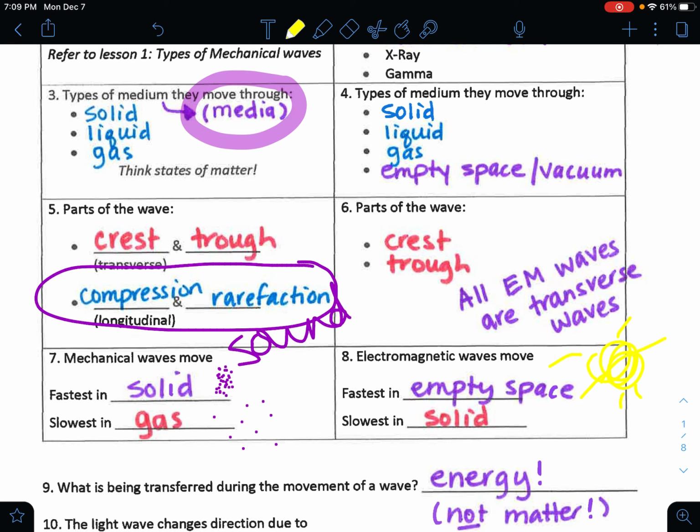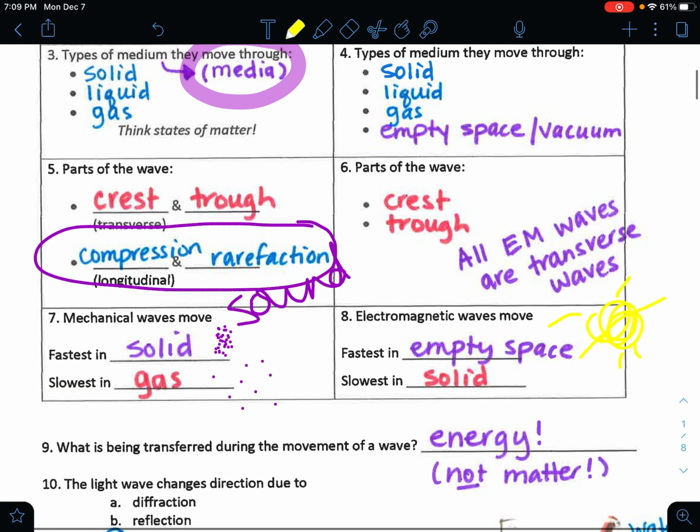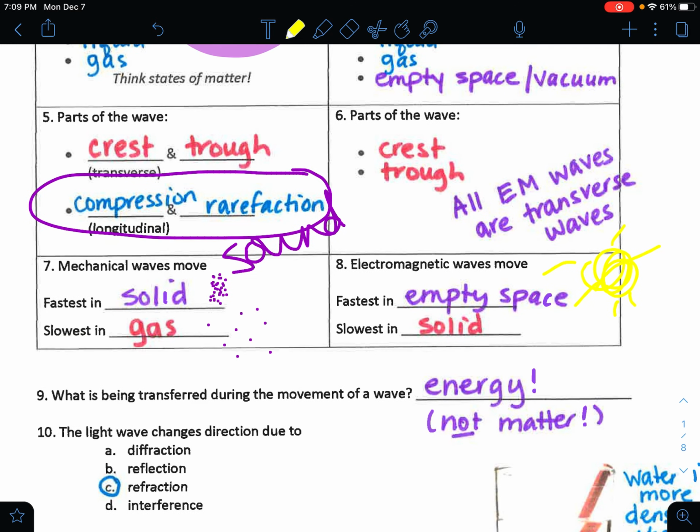Mechanical waves do require matter to move. So with an EM wave, there is no matter out in empty space, so they're going to move fastest there and slowest in a solid where there's lots of matter, tightly packed. So make sure you are very familiar with everything that's on this chart.